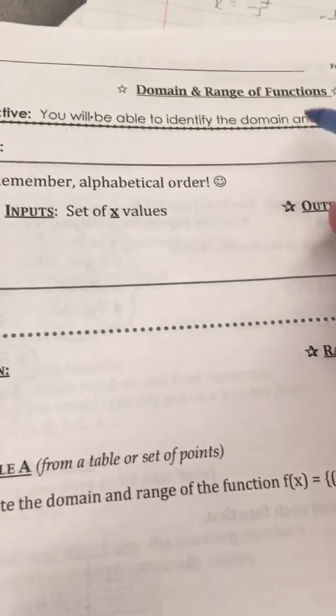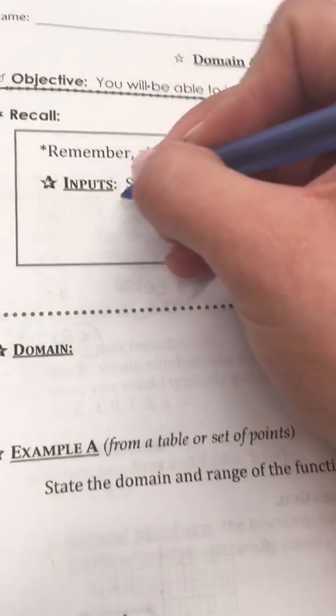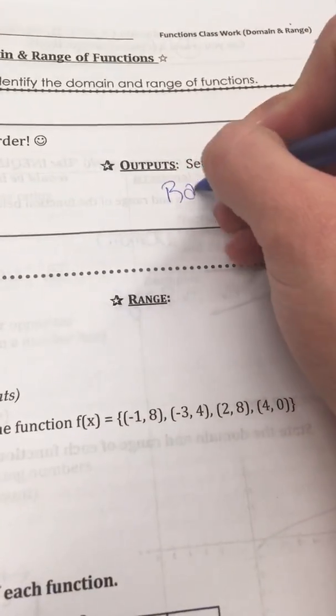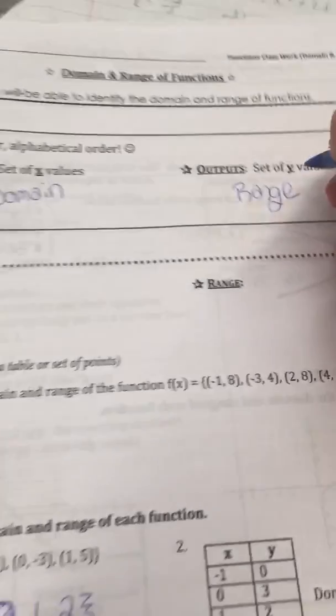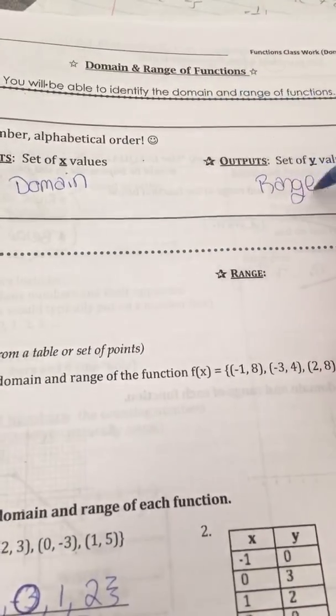So today we're going to review a little bit of domain and range. Remember, your inputs or your x values are called your domain, and your outputs or your y values are called your range. If you happen to forget, just remember alphabetical order: I before O, X before Y, D before R.